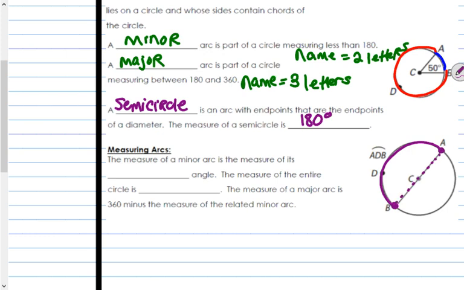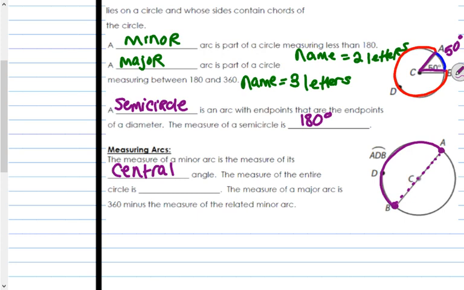The measure of a minor arc is the measure of its central angle, which is how I knew this angle right here is 50 degrees, angle ACB. That means the arc is also 50 degrees. The central angle is 50 degrees, the minor arc is 50 degrees.